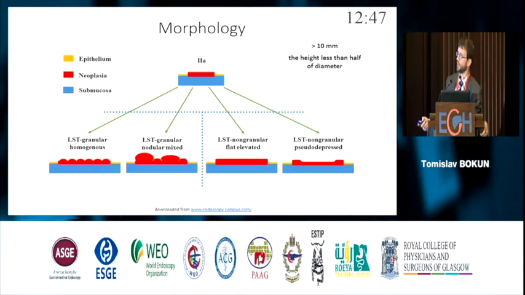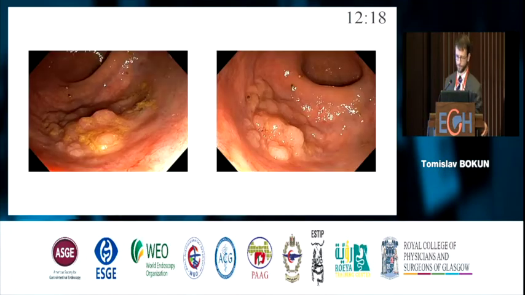We have basically two groups. We have LST granular type and LST non-granular type, and granular type can be homogeneous, when you have a homogeneous surface, homogeneous granularity, and LST granular nodular mixed, when you have some nodules that are really obvious when you see them endoscopically. And then non-granular type, we have flat elevated and non-granular pseudo-depressed.